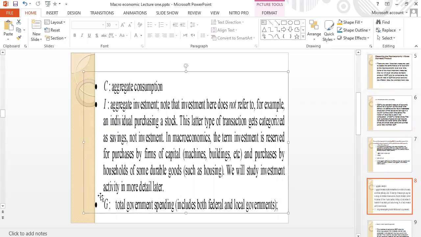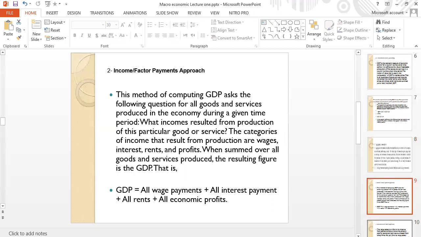And G is the total government spending, including federal and local governments. It is government expenditure on buying goods and services from the goods market.